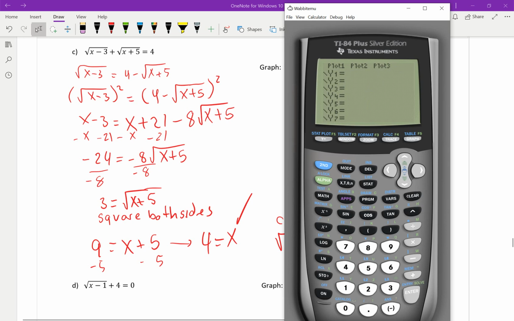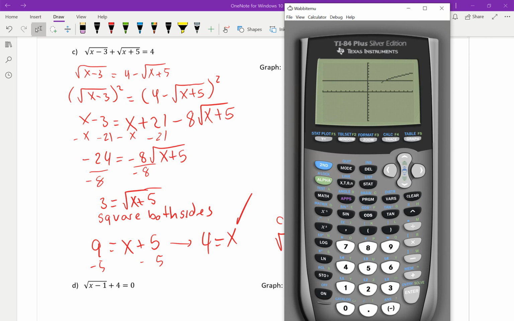So I'm going to say square root of x minus 3, and then plus square root of x plus 5. Okay, so that's my first equation. My second one is just 4. And let's look at the graph. I'm curious. Okay, I guess that's what the graph looks like.